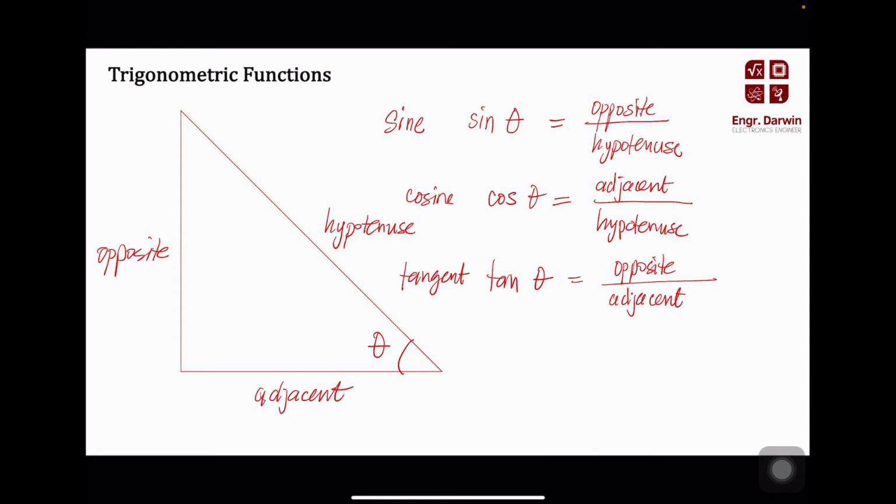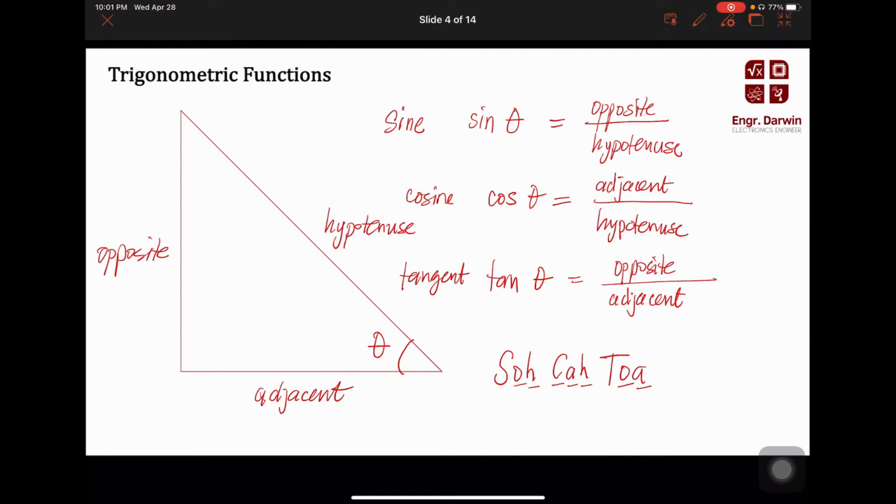So may mnemonic rin tayo na pwedeng tandaan dito sa ratio na to para mas matandaan natin siya. So, ibig sabihin nito, sine is opposite over hypotenuse, cosine is adjacent over hypotenuse, and tangent is the ratio of opposite over adjacent. So, ito yung unang tatlong ratio natin.